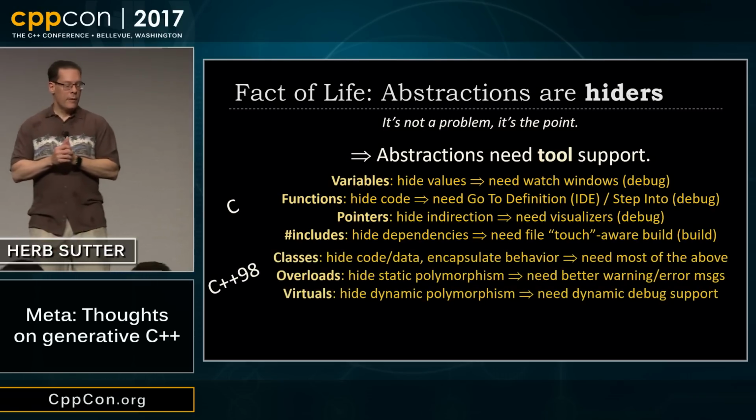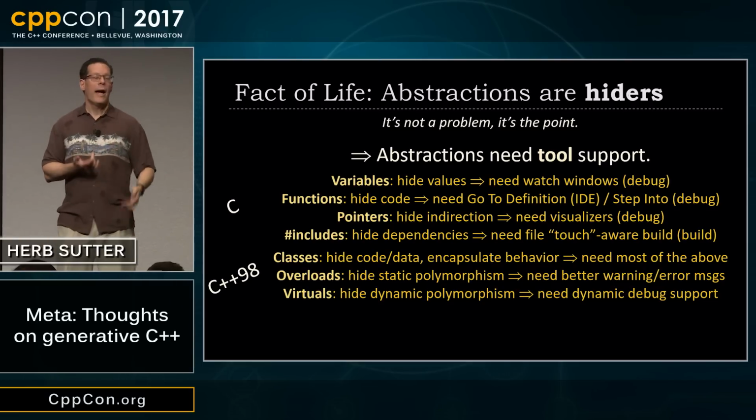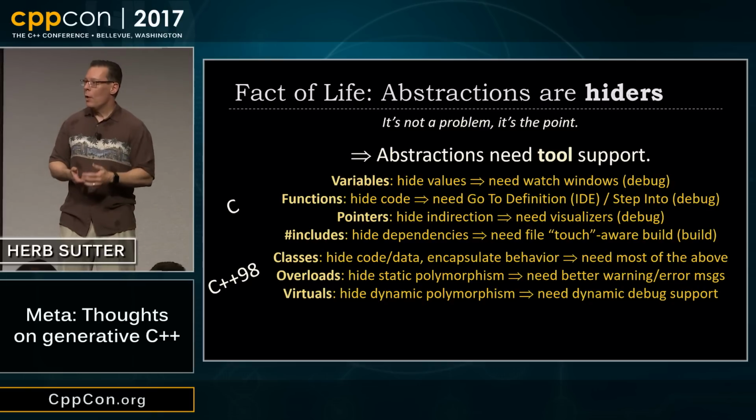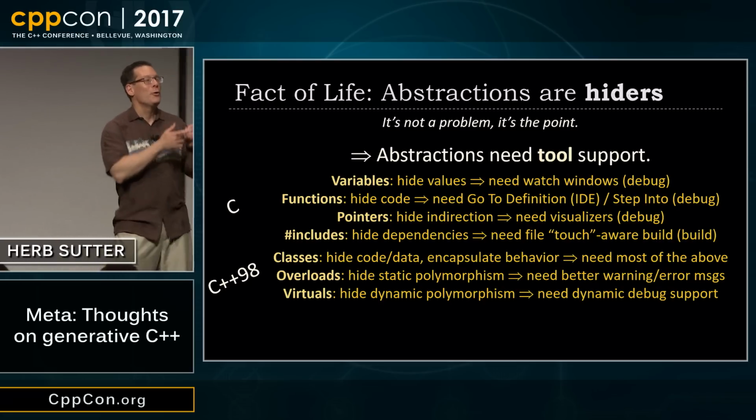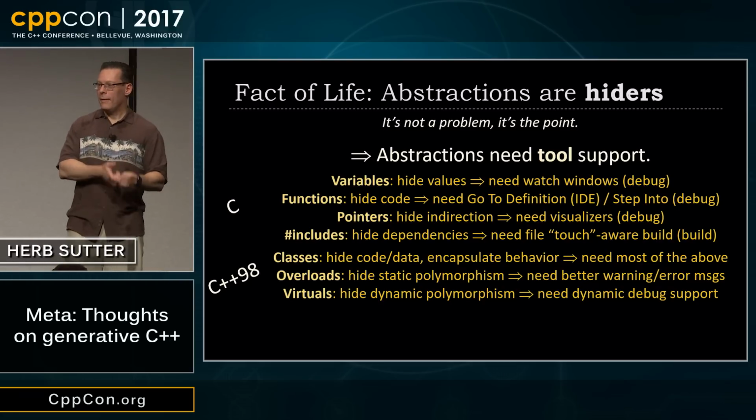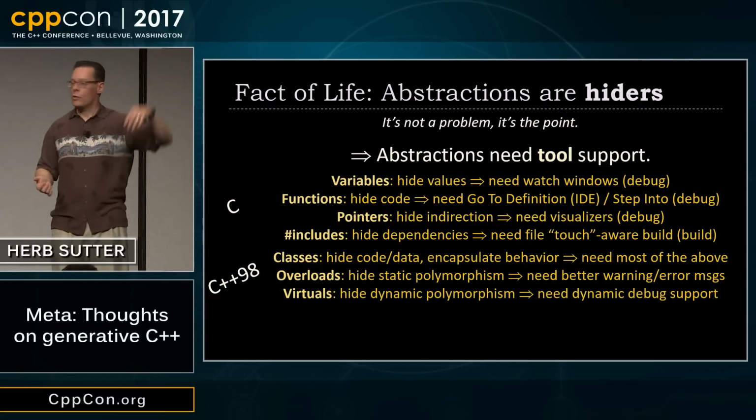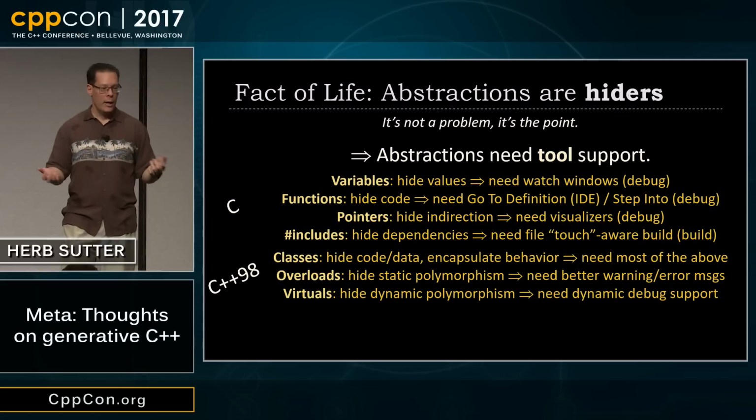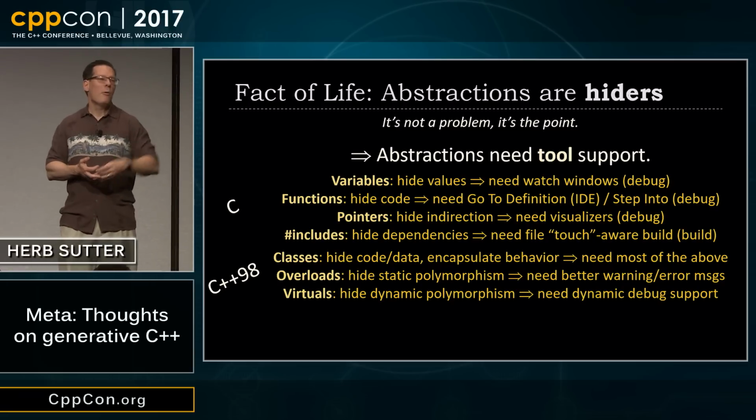C++ has been very successful, even in its early years, for classes. Guess what? They hide code and data. It's the whole point. We have built a whole generation of software tools on classes in many languages because it's good: they abstract behavior. They encapsulate behavior, which means they hide code and data, which means you need most of what we just talked about in your tools. Overloads hide static polymorphism.